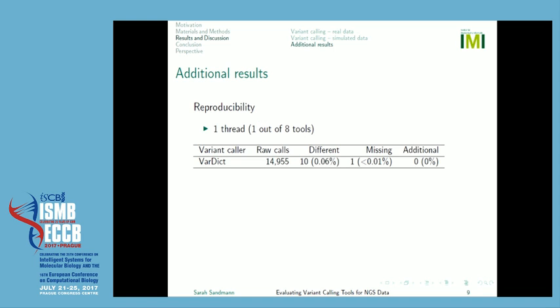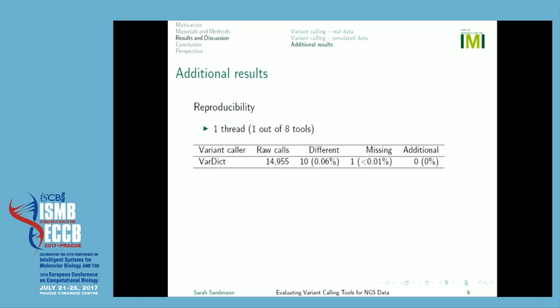Now, I've got a few more additional results for you, which I think could be very interesting. It seems obvious, but we also considered reproducibility. We took the same inputs, the same BAM files, the same analysis scripts for the pipelines, and we just restarted the pipeline. And of course, you would expect to get the same output. Unfortunately, you did not in 1 out of 8 tools.